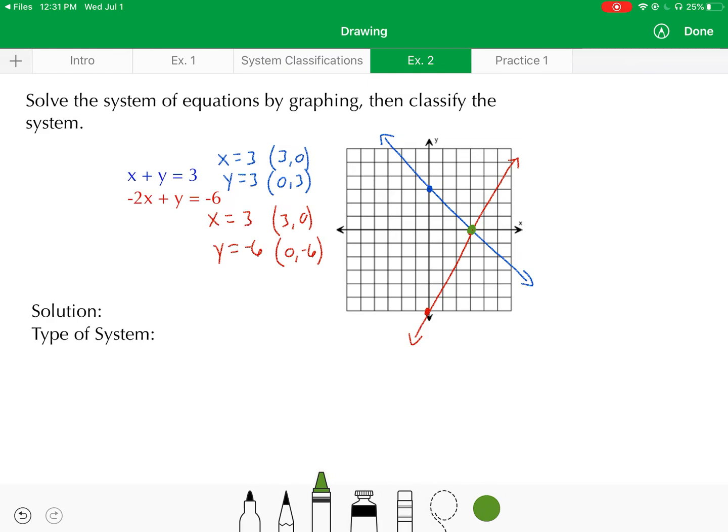So that is our solution. The solution to the system would be the ordered pair (3, 0). And since it's the only solution, that means we can classify this system as consistent and independent.